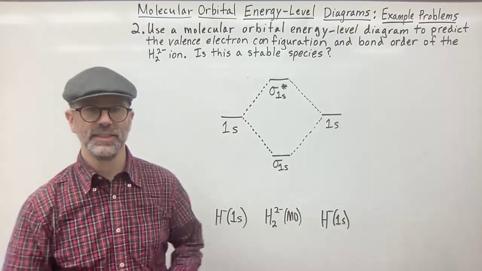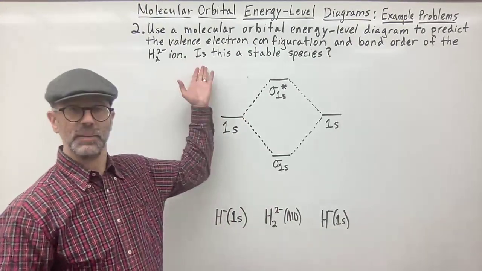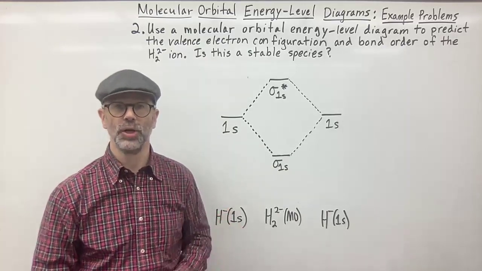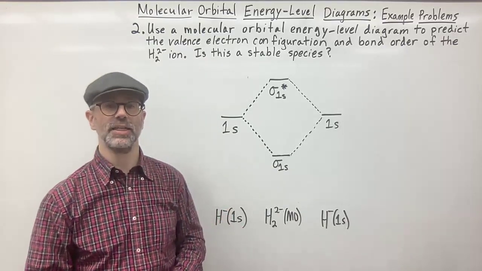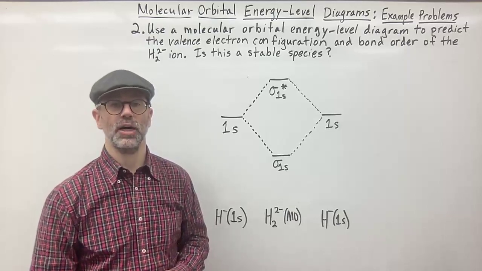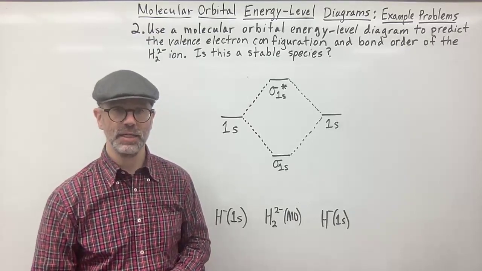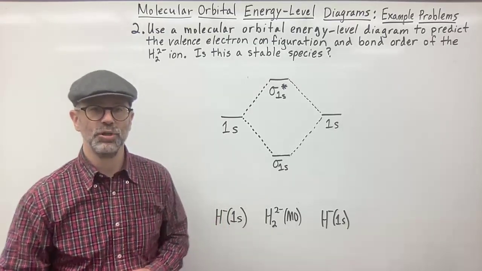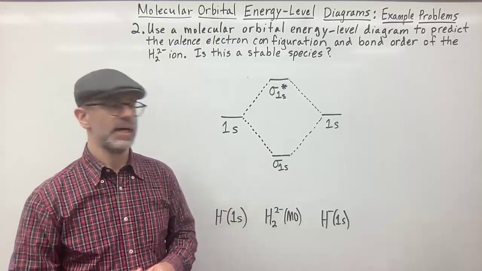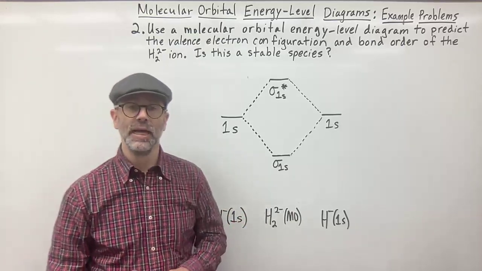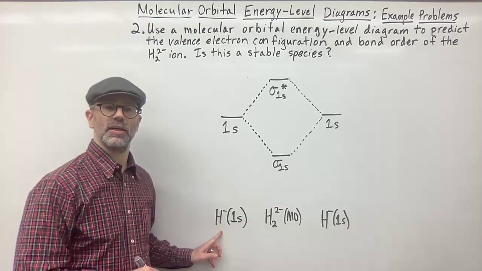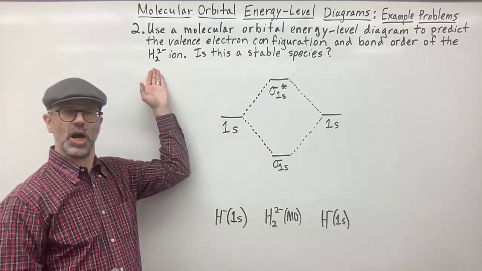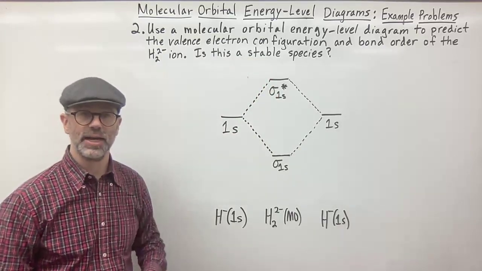Okay, let's start with the second problem here. So the second problem here is we're asked to use a molecular orbital energy level diagram to predict the valence electron configuration and bond order of the H2 2 minus ion. Is this a stable species? So this is very similar to the previous problem we just did. Instead of helium, we're dealing with hydrogen. And this time we got hydrogen with a negative charge. So we want to get the information regarding the H2 2 minus ion.